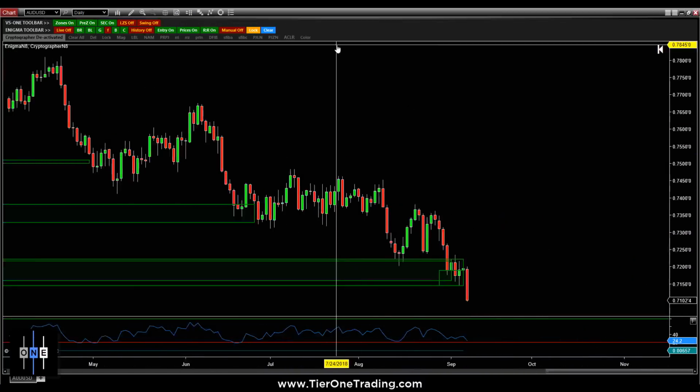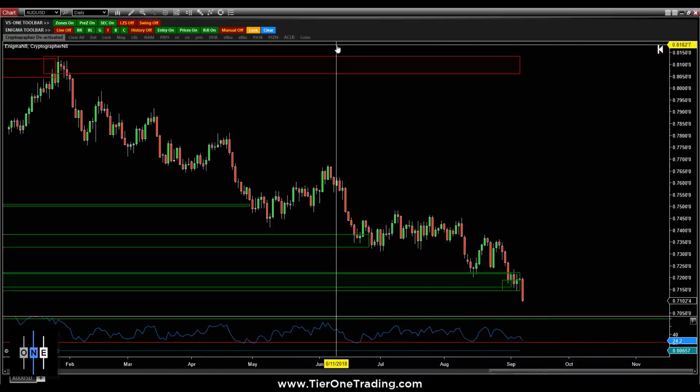Now, you're going to see these green boxes on my chart. These are called our VS1 levels. They are visual structure indicators. So basically, it's a visual representation of key levels of support and resistance. And you can change them to whatever time frame you want. You can make them higher time frame, you can make them lower time frame, whatever type of structure you want to see.